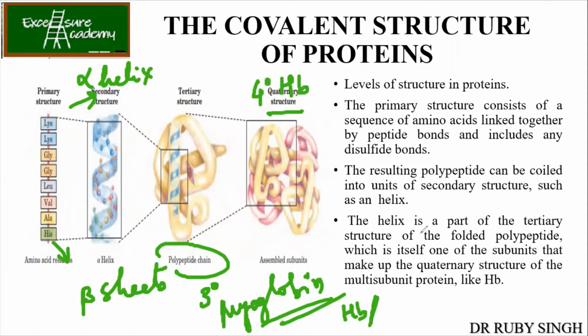Finally, the helix is a part of the tertiary structure of the folded polypeptide, which is itself one of the subunits. In the case of hemoglobin, you can see 1, 2, 3, and 4. So 4 subunits are there, 2 alpha and 2 beta. We'll study the structure of hemoglobin in detail, don't worry about it. So there are 4 levels of protein structure: primary, secondary, tertiary, and quaternary structure.